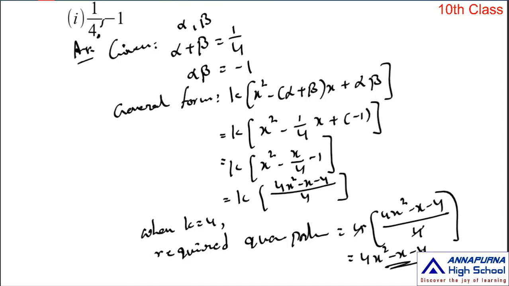Sometimes you can choose k is equal to 1, sometimes you can choose k is equal to 2, 3, 4, 5, 6, but you should not choose k is equal to 0. If k is equal to 0, the polynomial will be completely 0. That means it changes to the zero polynomial. So in this situation, k is not equal to 0. Except for 0, you can take any real number. So this is the first one, and let's come to the second one.